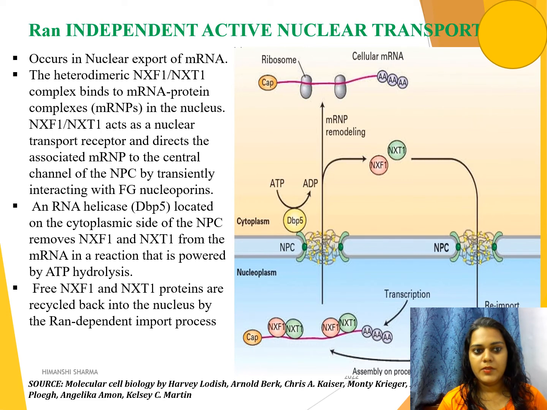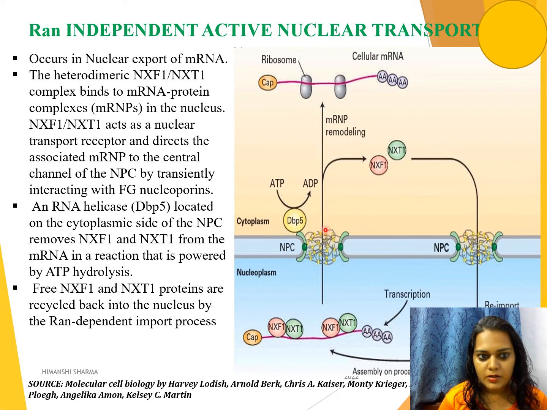Now let's talk about another category, which is RAN independent active nuclear transport. It basically occurs in the nuclear export of mRNA. Now we'll just focus on this mRNA. The heterodimeric proteins NXF1 and NXT1 bind to the mRNA and form the mRNP complex in the nucleus. This complex is transported from the nucleus toward the cytosol, where DDX19 dissociates these two proteins from the mRNA, and the mRNA is transported in the cytoplasm for further processes like translation, where ribosomes get attached to it. The proteins which got dissociated are re-imported inside the nucleus by nuclear import for further use. So this was all the discussion of today's video.